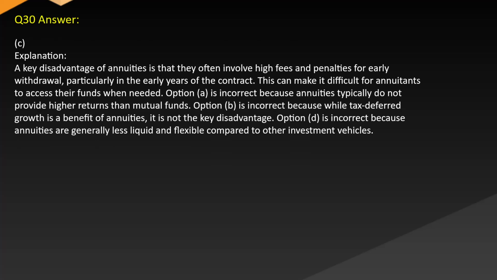Answer C. Explanation. A key disadvantage of annuities is that they often involve high fees and penalties for early withdrawal, particularly in the early years of the contract. This can make it difficult for annuitants to access their funds when needed. Option A is incorrect because annuities typically do not provide higher returns than mutual funds. Option B is incorrect because while tax-deferred growth is the benefit of annuities, it is not the key disadvantage. Option D is incorrect because annuities are generally less liquid and flexible compared to other investment vehicles.